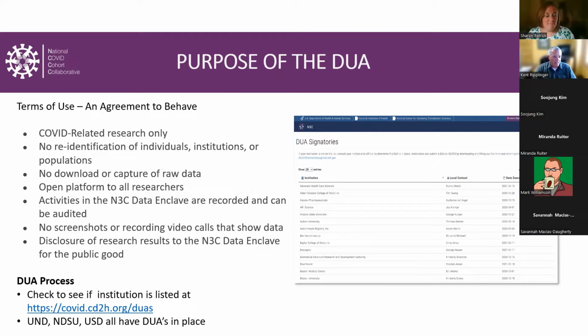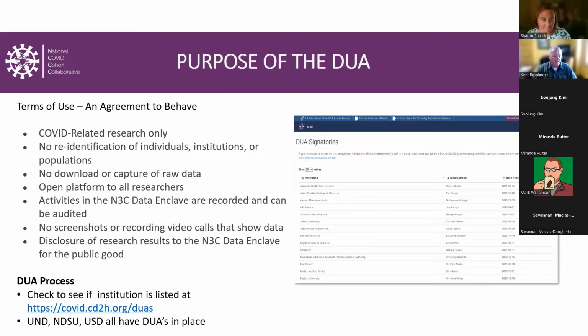You can see from the list, the N3C was created for COVID research only. You agree not to try to re-identify people, institutions, or populations. You are not allowed to download or capture raw data from the N3C. That includes, in a presentation like this, I couldn't show you a screenshot of raw data from the N3C, or even if you're video recording a call, you couldn't include raw data in that call.